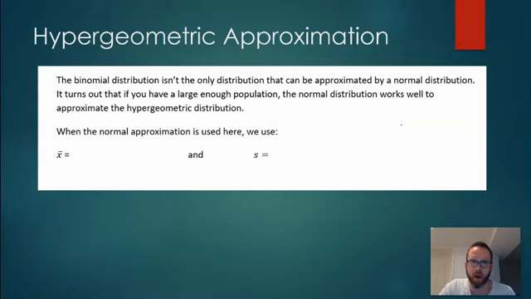All right, so last lesson, we saw that if you did enough trials, the binomial distribution kind of looked normal. Well, the same thing is true with the hypergeometric distribution.